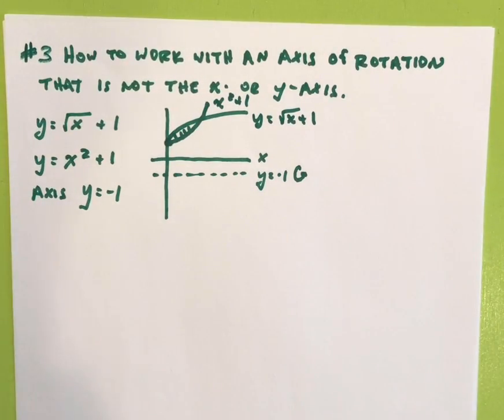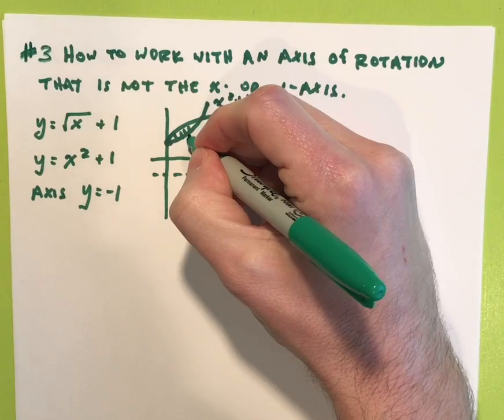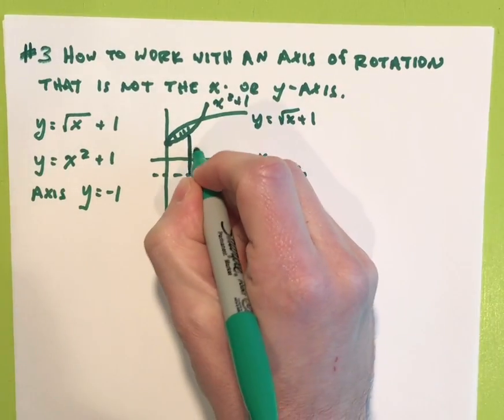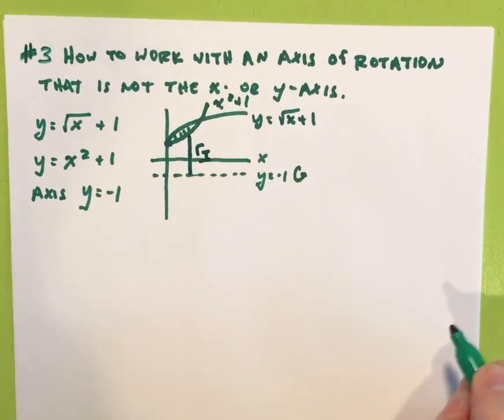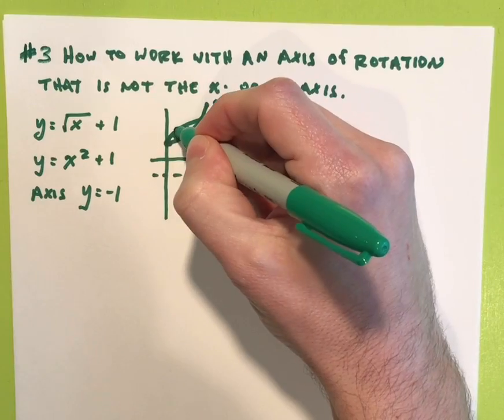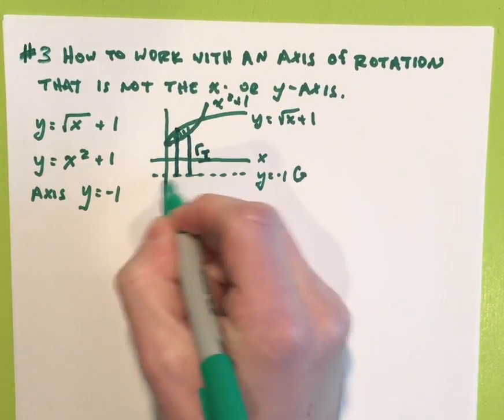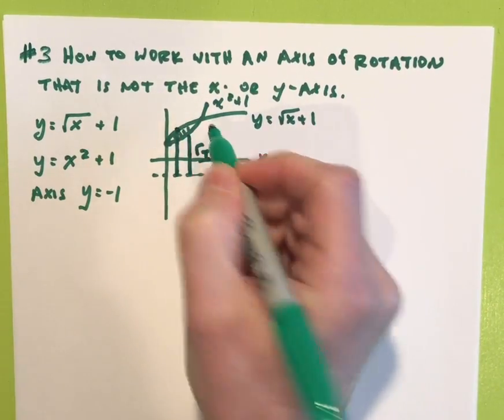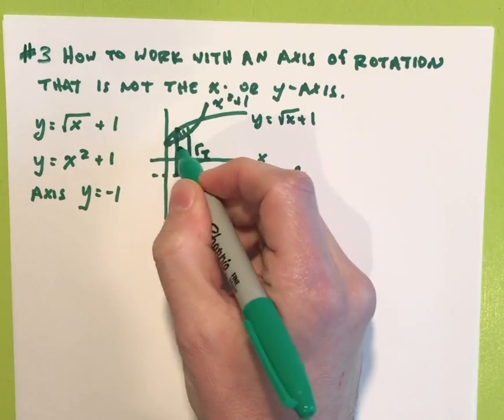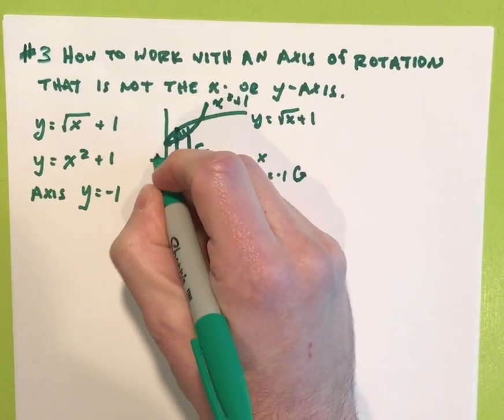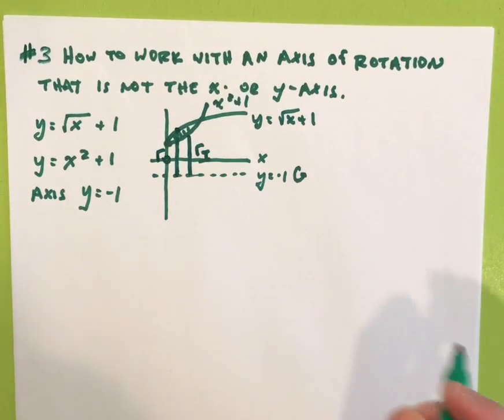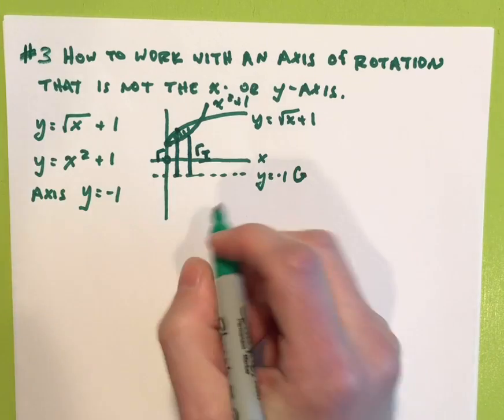Now, working through this, we've got this inside radius. I'll label it r sub I. We've got this outside radius. That's the distance from the axis to the curve, or from the axis to the inner curve there. So I'm going to label that r sub O. Not too great in there, but it is what it is.